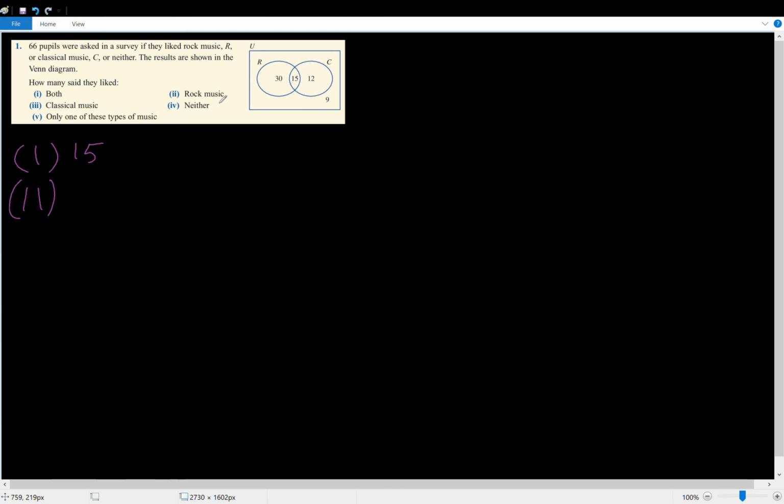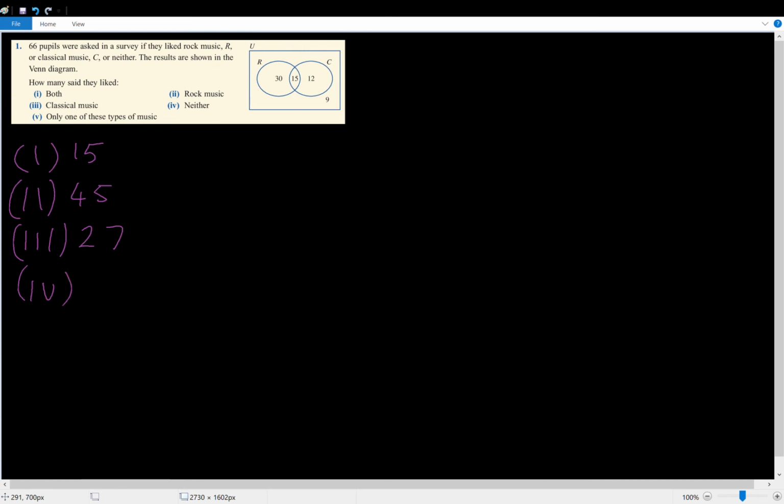So when we're asked how many people like rock music, we're asked how many people are in the R circle entirely. And in this case, it's going to be 30 plus 15, so that's going to be 45. Now if we take a look at part 3, we're asked how many said they like classical music. So we're going to follow the same reasoning as how we got to 45 for the previous answer. How many people like classical music is the amount of people in the whole of the C circle. So it's going to be 15 and 12. And if we add them together, we get 27.